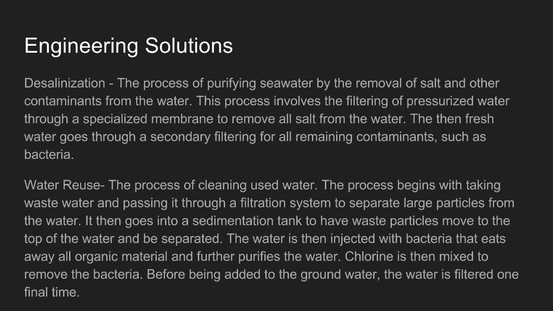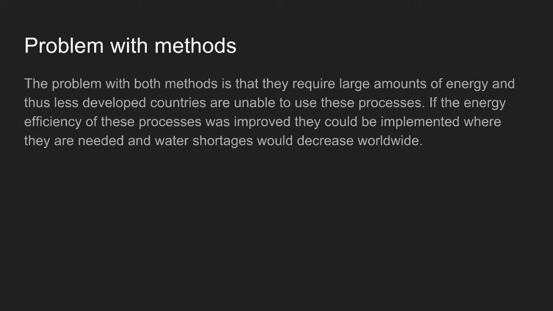Chlorine is then mixed in to remove the bacteria. Before being added to the groundwater, the water is filtered one final time. The problem with both methods is that they require large amounts of energy, and thus less developed countries are unable to use these processes. If the energy efficiency of these processes was improved, they could be implemented where they are needed, and water shortages would decrease worldwide.